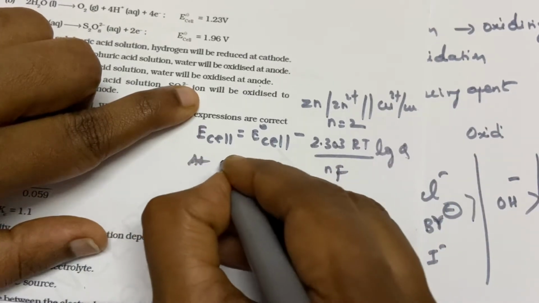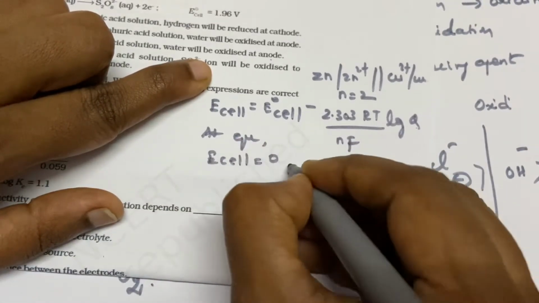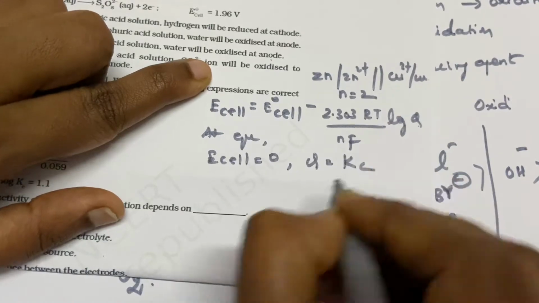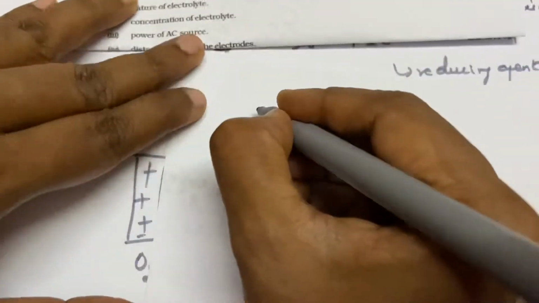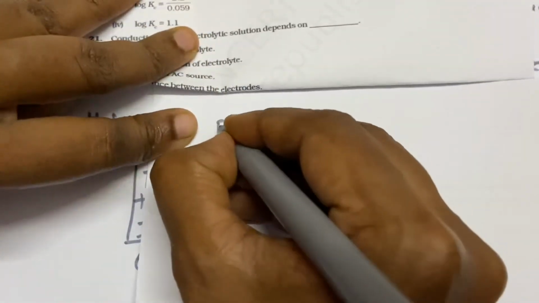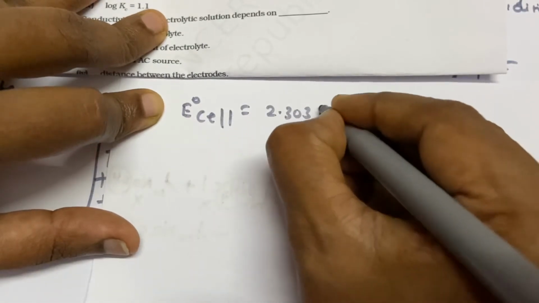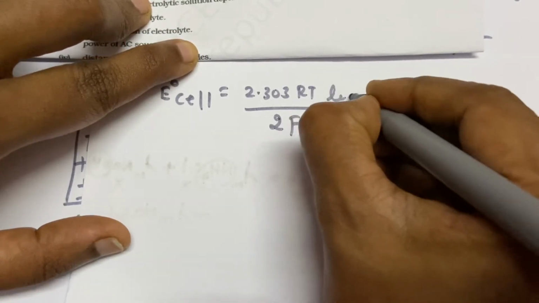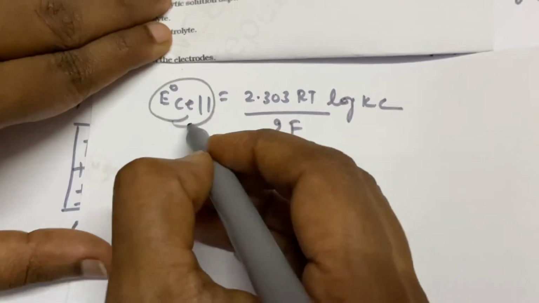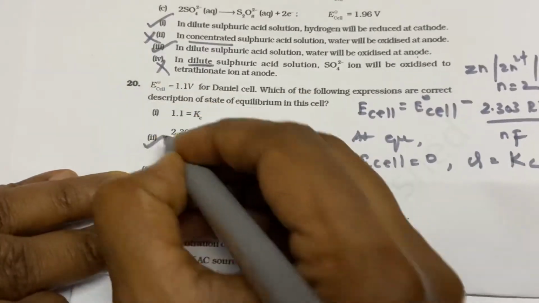At equilibrium, what happens? E cell is equal to 0 and Q will become equal to Kc. So let's substitute in the equation. Your E naught cell will be equal to 2.303 RT divided by 2F, log Kc. Here the E naught cell value is given, which is equal to 1.1 volt. So this option is correct.